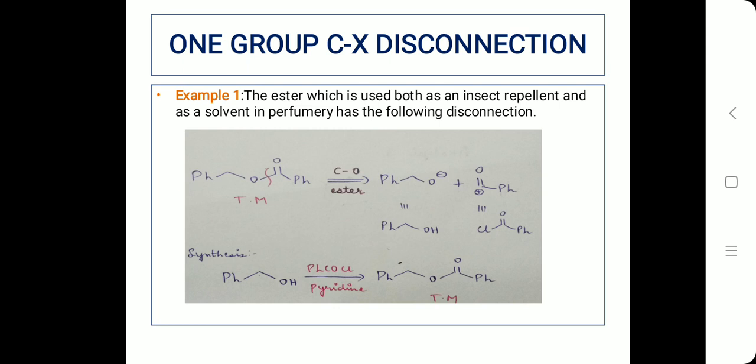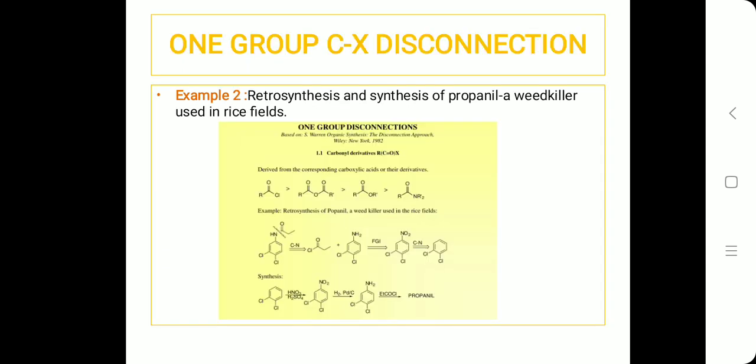The third position is for the esters, and for the fourth position comes the amides. So here you can also convert this acid chloride to an anhydride and do the synthesis. But as I told, the preference is always for the acid chloride. We're going to take that up as the reagent and as a starting material and do the synthesis to obtain the target molecule. Next, example 2.